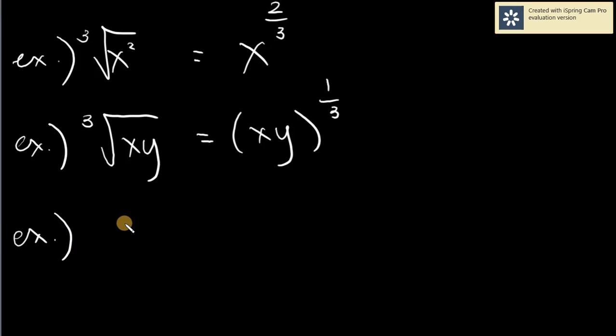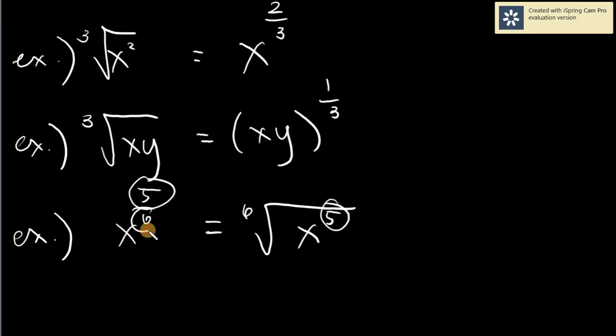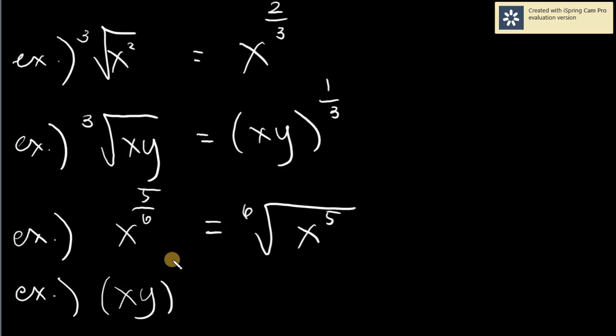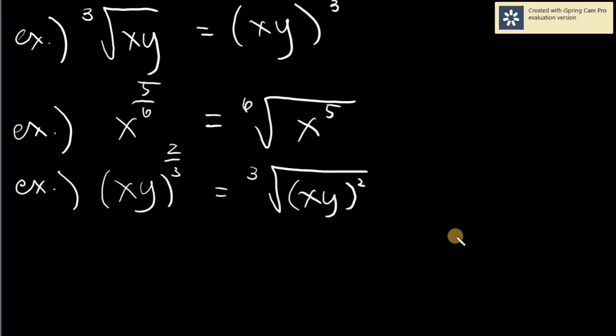And another one. Say we have x raised to 5 over 6. So this would be the sixth root of x raised to 5. This is your exponent, this is your index. And our last example being xy raised to 2/3. So this would be the cube root of xy squared. Or we can have this, remember, as the power of a product rule. We will have the cube root of x squared y squared. So that would be it.